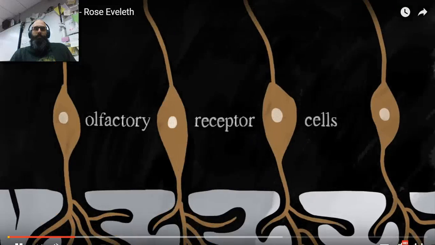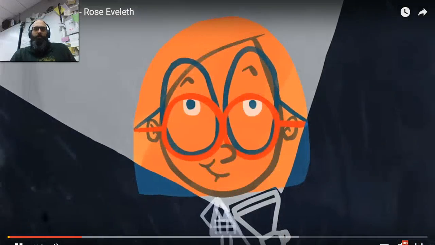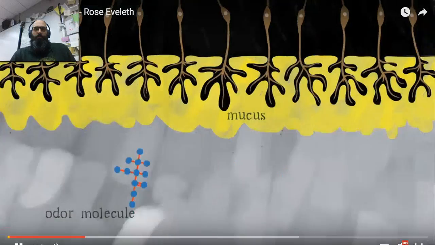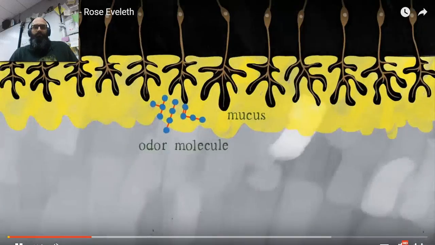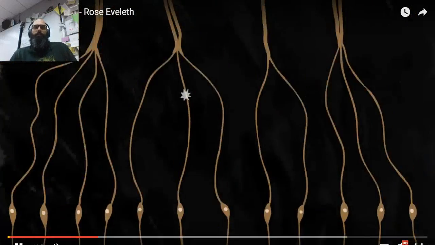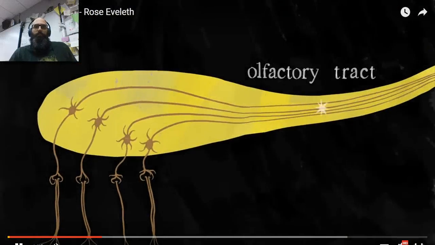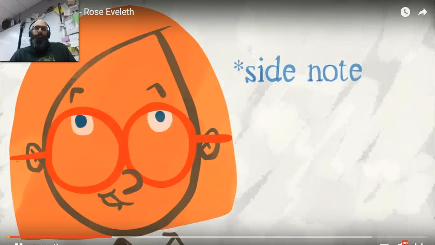The olfactory epithelium has a layer of olfactory receptor cells, special neurons that sense smells, like the taste buds of your nose. When odor molecules hit the back of your nose, they get stuck in a layer of mucus covering the olfactory epithelium. As they dissolve, they bind to the olfactory receptor cells, which fire and send signals through the olfactory tract up to your brain. As a side note, you can tell a lot about how good an animal's sense of smell is by the size of its olfactory epithelium.